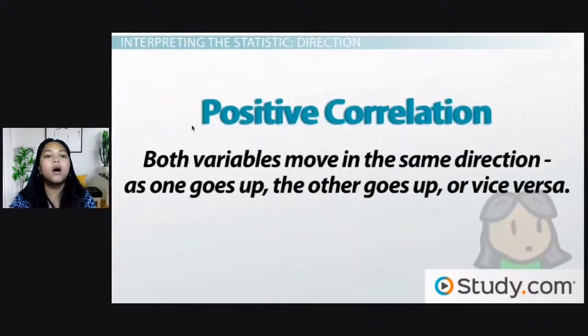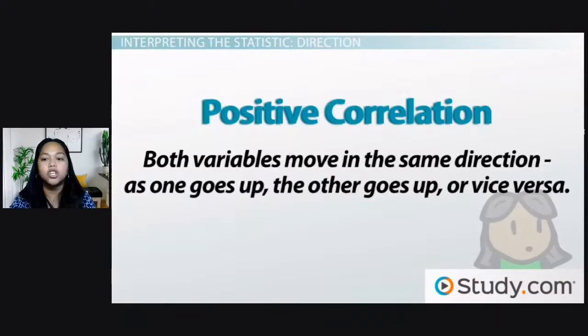Okay? Now, whenever you have a positive relation, pag positive yung sign in your correlation coefficient, that means both variables move in the same direction. In other words, it means that when one goes up, the other goes up, or vice versa. When one goes down, the other goes down too. So again, that's positive correlation.